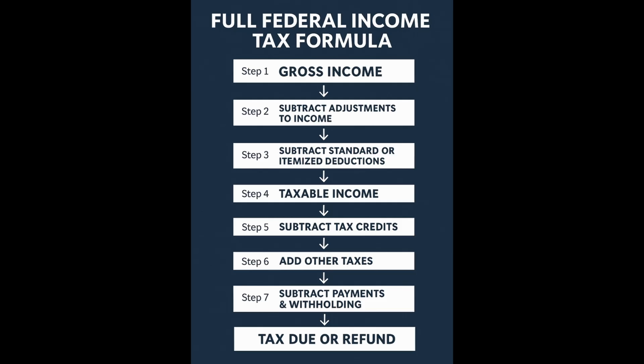Step 6. Add other taxes. Some taxpayers owe additional taxes, like self-employment tax, household employment tax, early retirement withdrawal penalties, AMT, or net investment income tax. The result of this is the total tax liability. Step 7. Subtract payments and withholding. Federal income tax withheld, like W-2s, 1099s, estimated tax payments, and refundable credits, such as the Earned Income Tax Credit, Additional Child Tax Credit, refundable part of American Opportunity Tax Credit. The final result is tax due or refund.